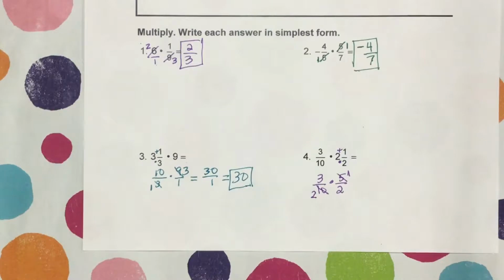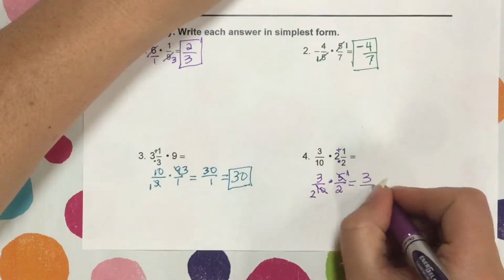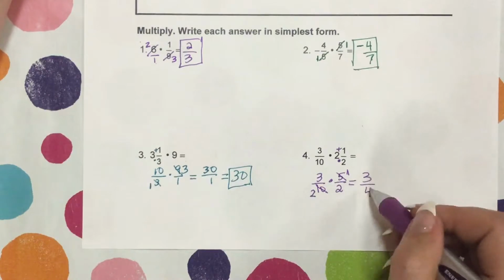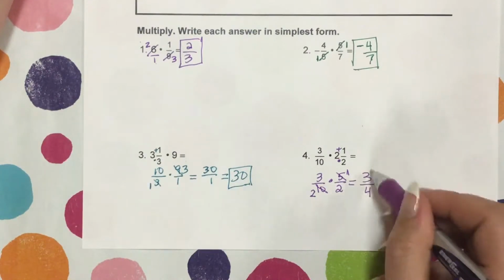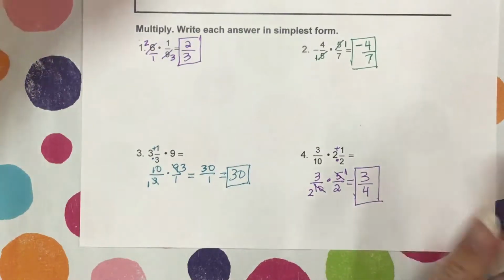So now that we've cross-canceled, we multiply across. So we have 3 times 1, which is 3, and 2 times 2, which is 4. So the answer is 3/4. And is that in simplest form? Do they have any common factors? And they don't. So this is in simplest form. That is our answer. Perfecto!